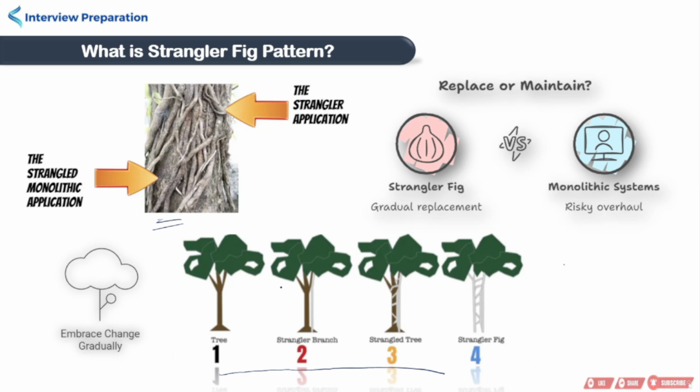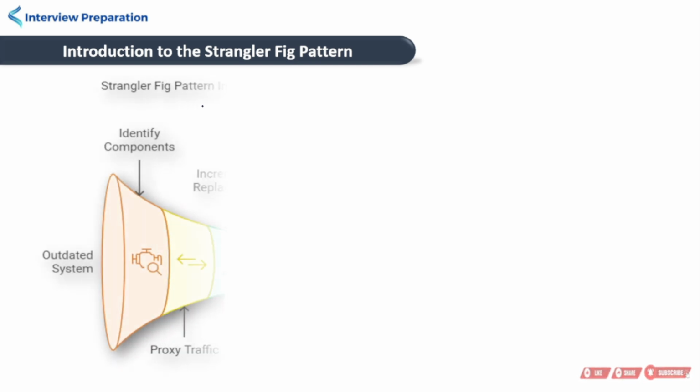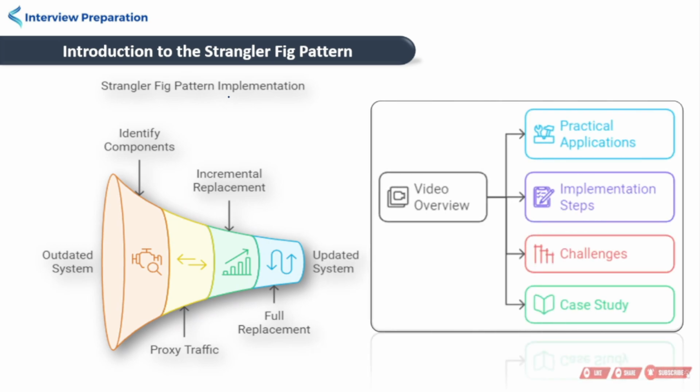This pattern is particularly useful in environments where large monolithic systems are in place, as it allows incremental updates and reduces the risk associated with a complete system rewrite. The Strangler Fig pattern is a strategic approach for gradually replacing legacy systems with new technologies, allowing organizations to modernize their applications without the risk associated with a complete overhaul. This video explores the Strangler Fig pattern's practical application, implementation steps, challenges, and a case study to illustrate its effectiveness in real-world scenarios.